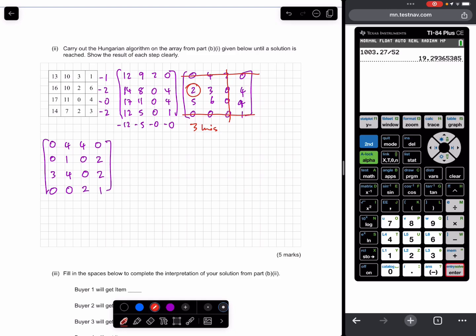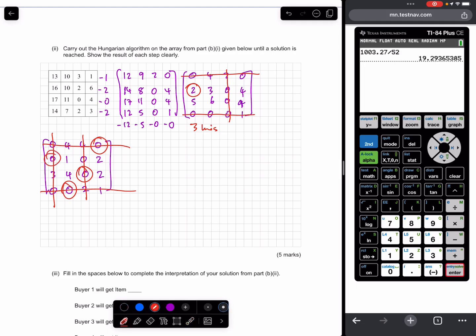Cover 1, 2, 3, 2, 2, and 2. Find lonely zeros. Row, not alone in its row. Column, alone in its column, yes. Alone in its row, no; alone in its column, no. Alone in its row, yes. Column, yes. Process of elimination, that's the only remaining one to choose.